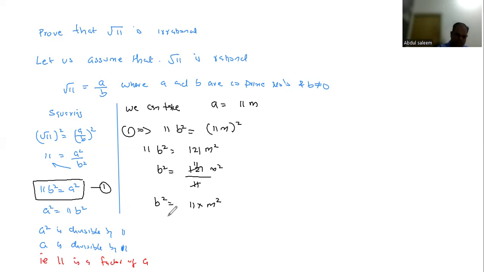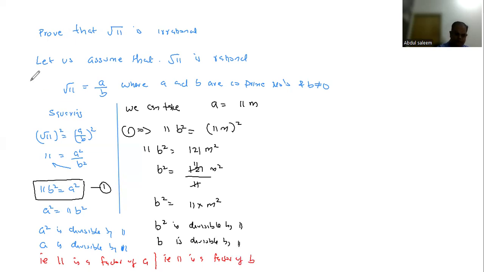That is b square is divisible by 11. By the fundamental theorem of arithmetic, we can say b is also divisible by 11. Clear, right? If b is also divisible by 11, it means 11 is a factor of b. That is 11 is a factor of b. Clear, right?